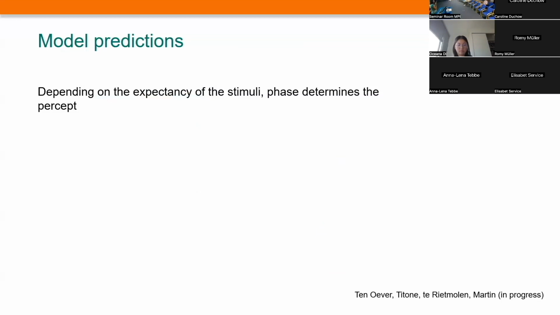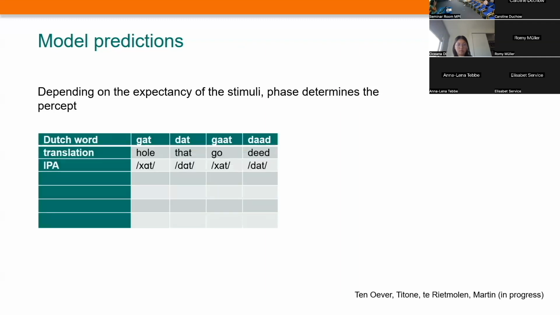So I showed this a bit with this Daga, but we were not really convinced because maybe we missed a lot of other factors that could explain this effect. So we came up with these 4 different words that in Dutch are interesting. And it's again this Daga perspective, but we added a word component. So there are 4 different words that are gat, dat, gaat, and daad. Dat is with a D, but phonetically it's really a T. So the translations are hole, that, go, and deed.